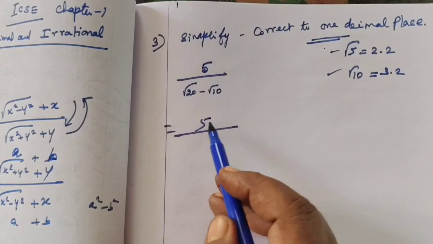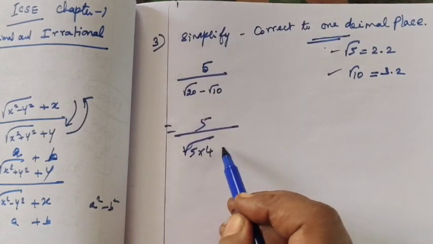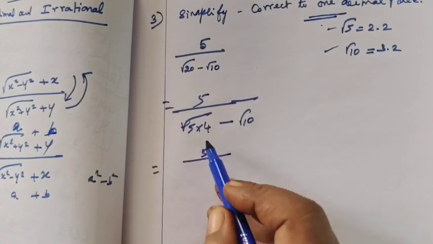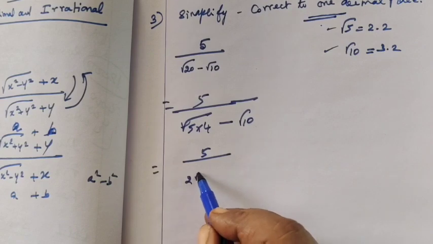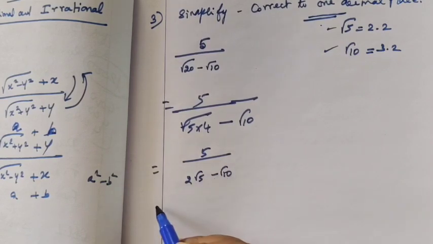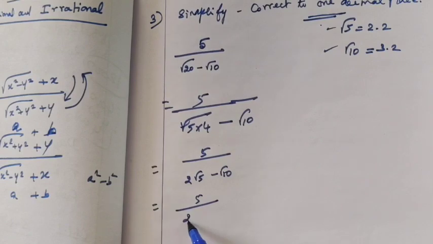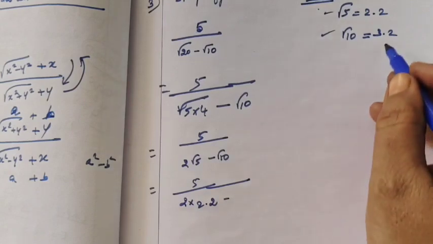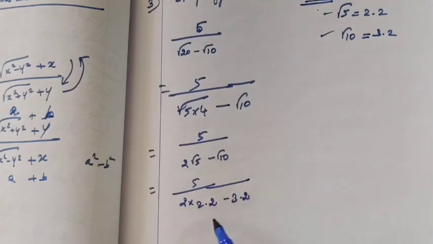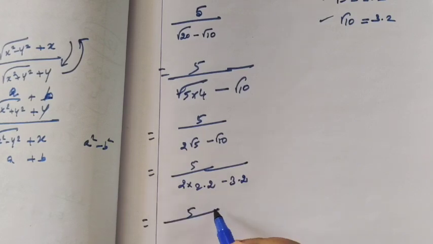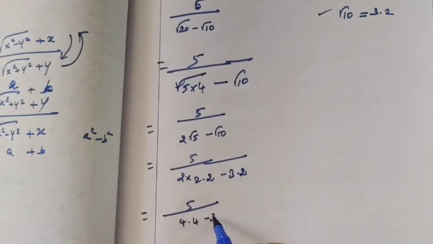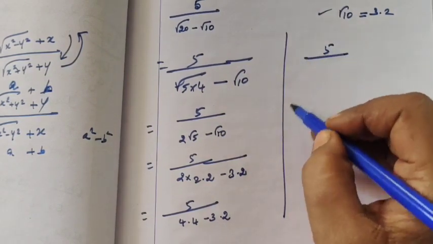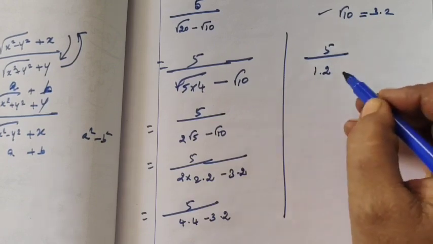So equal to 5 by 5 into 4 minus root 10, write as it is. So equal to 5 by 2 root 5 minus root 10. So equal to 5 by 2 into root 5 is 2.2, then minus root 10 3.2. So equal to 5 by 4.4 minus 3.2. So 5 by 1.2.